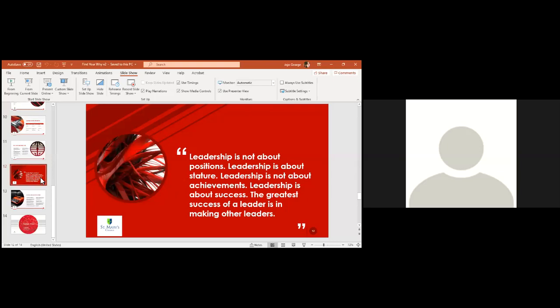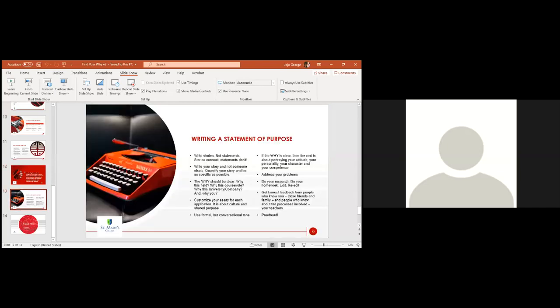No, I mean, there is nothing much to add. One thing is, I just leave this quote for all of them to read. Leadership is not about positions. Leadership is about stature. Leadership is not about achievements. Leadership is about success. The greatest success of a leader is in making other leaders. And I think that should be self-evident. I have only one slide.